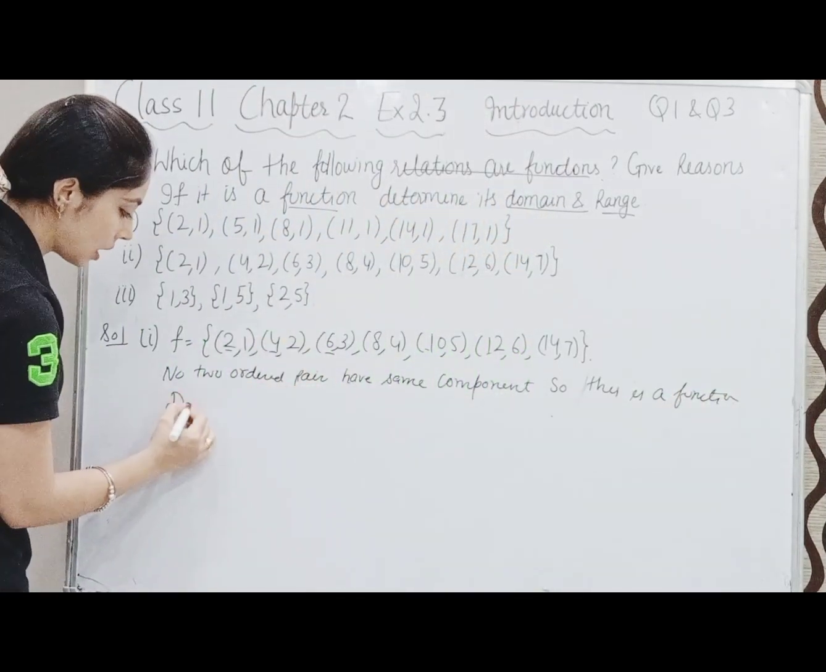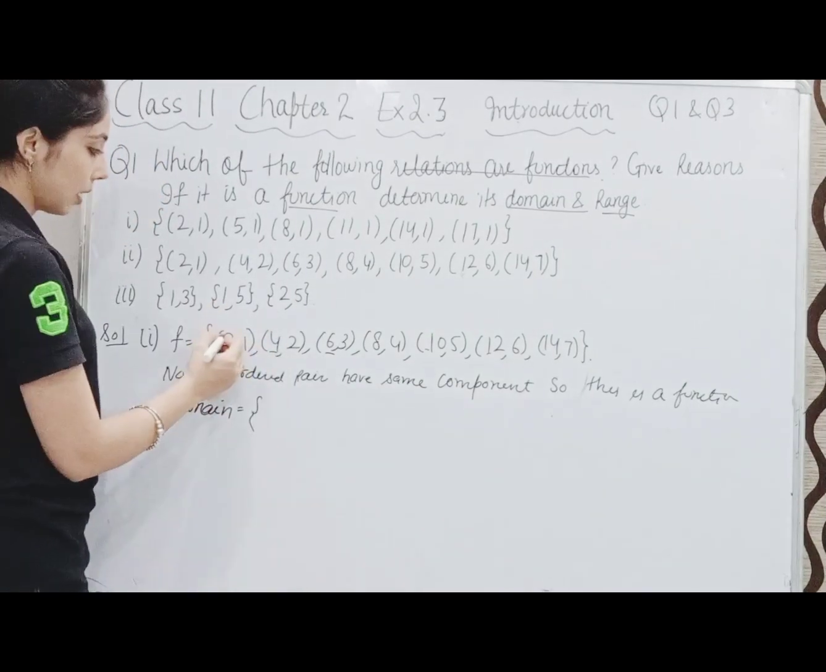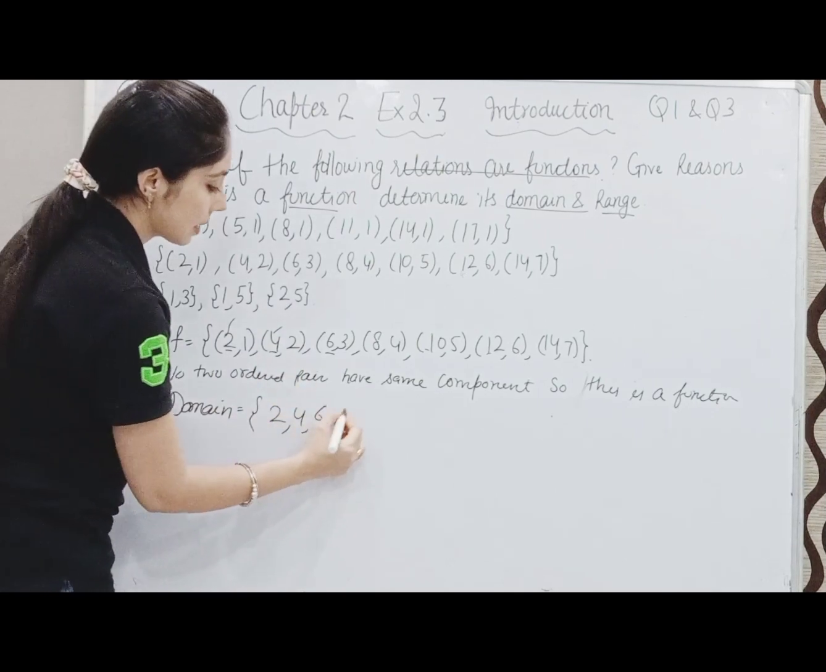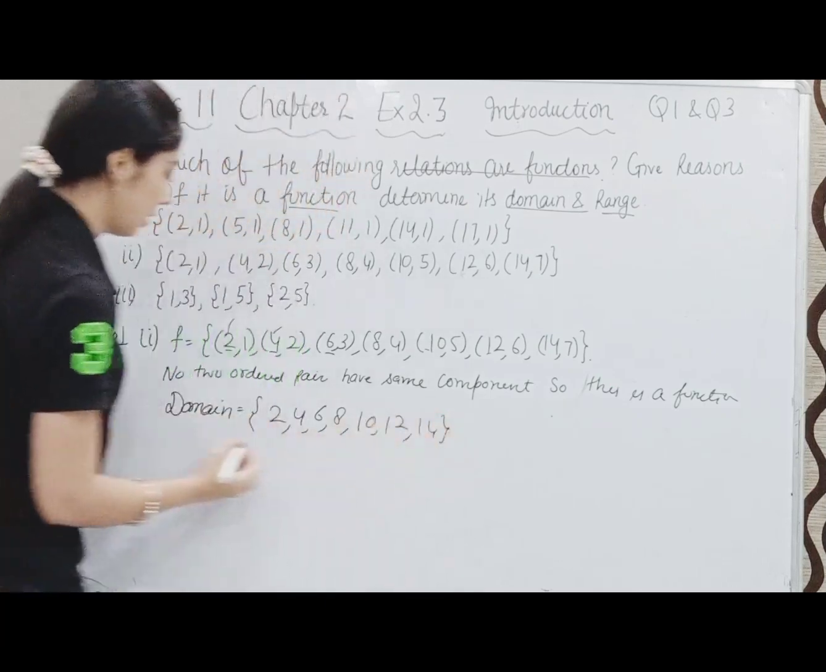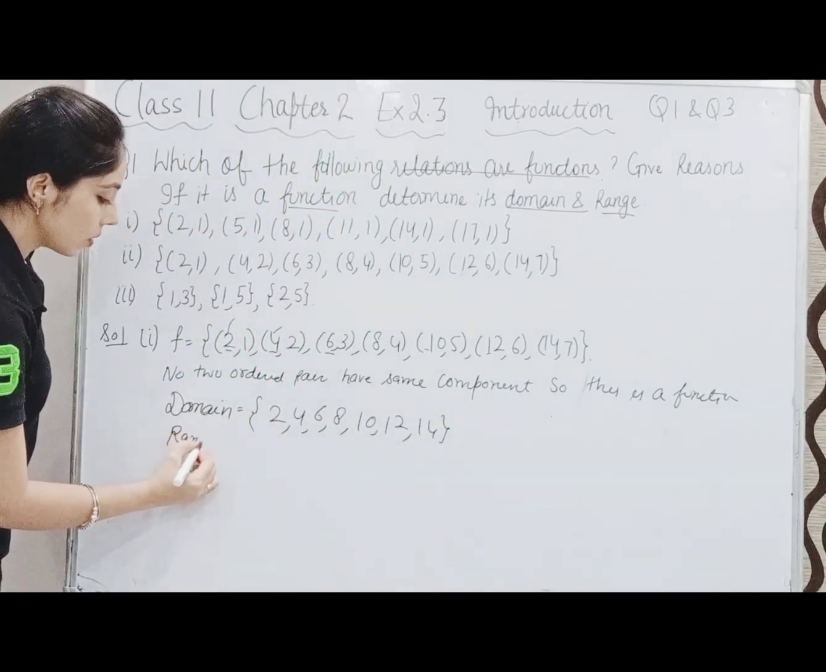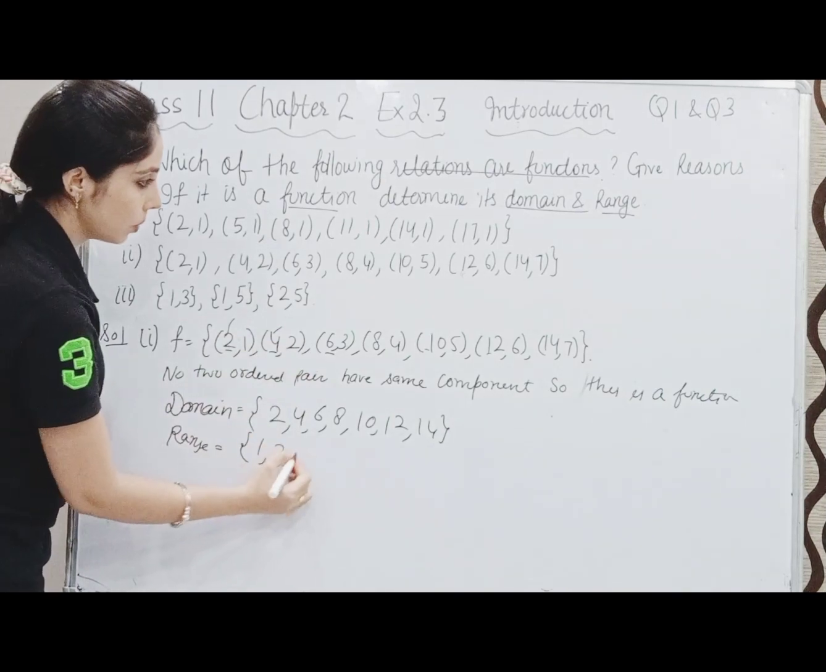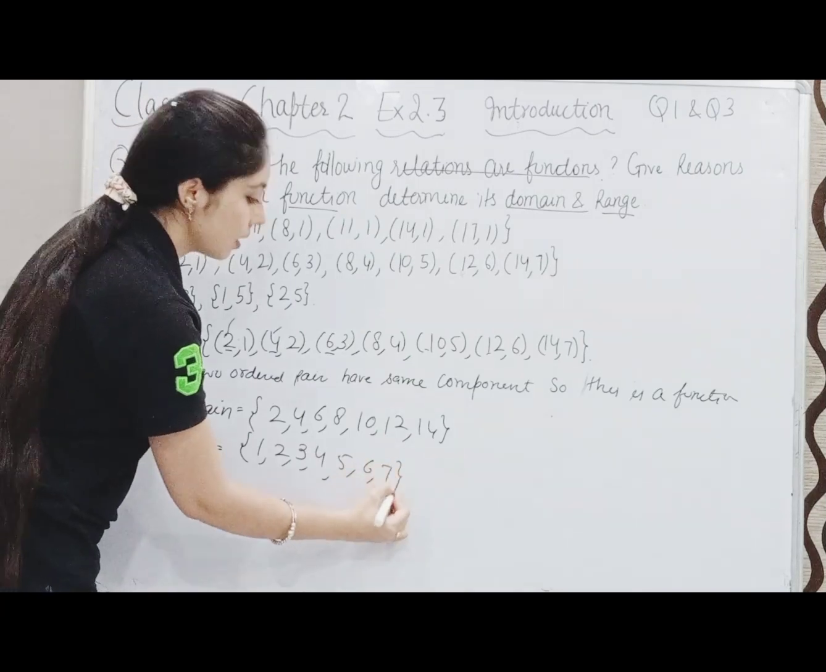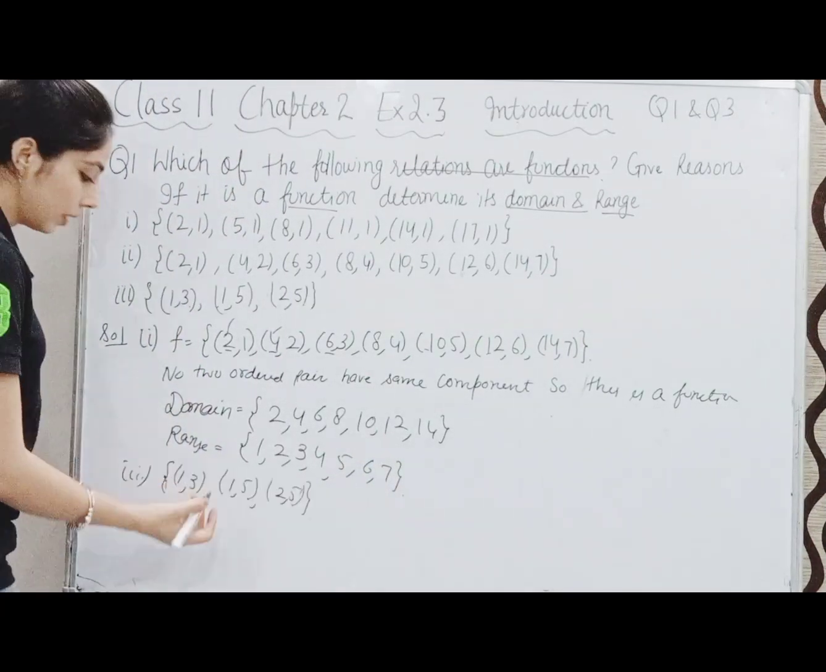So what will be the domain? If this is a function, we have to find the domain. We will write the first components: 2, 4, 6, 8, 10, 12, 14. What will be the range? Range is 1, 2, 3, 4, 5, 6 and 7. Now what about part 3?